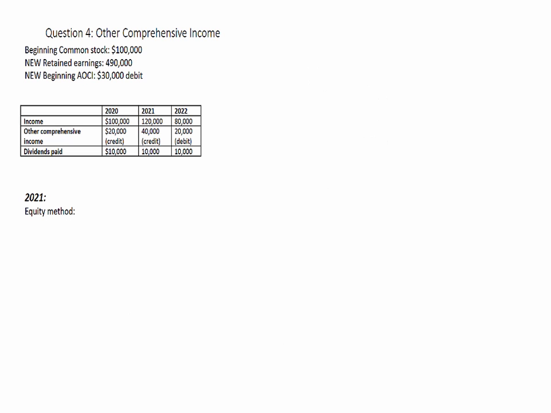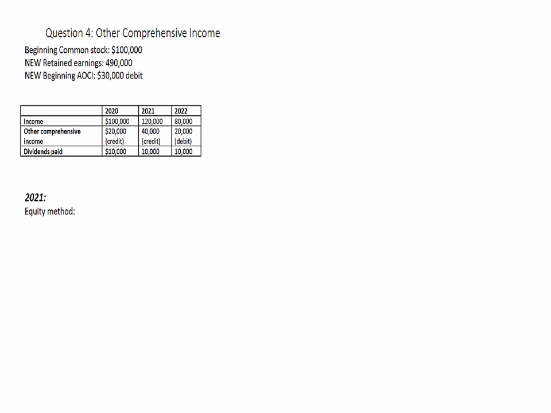Okay, moving on to 2021. Note the changes at the top of the page. Common stock is still $100,000. The new retained earnings balance is now up to $490,000, and our new beginning AOCI is a $30,000 debit. Again, initially it was a $50,000 debit. Last year, Little had $20,000 of other comprehensive income, which reduced that debit down to $30,000.